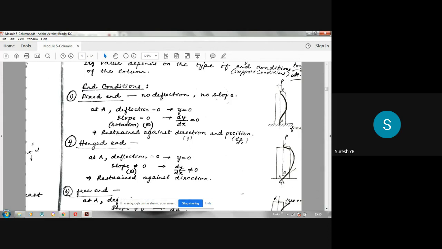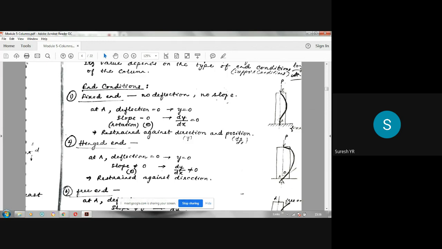Similarly here, there is no slope and no deflection at the fixed end. In the case of a column, it is shown like this. This is the fixed end. This is the free end. There is no support here. So in this case, how does it buckle? Suppose you turn this by 90 degrees, it becomes a cantilever beam, and this P will be acting at the free end. Then this deflection will be different.